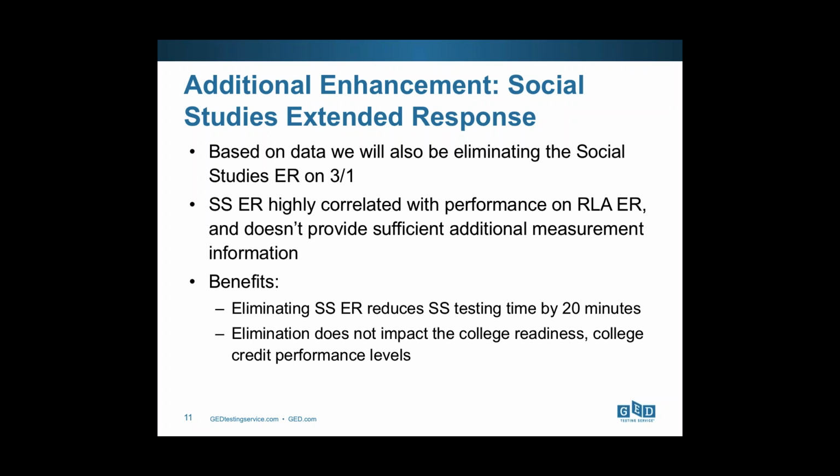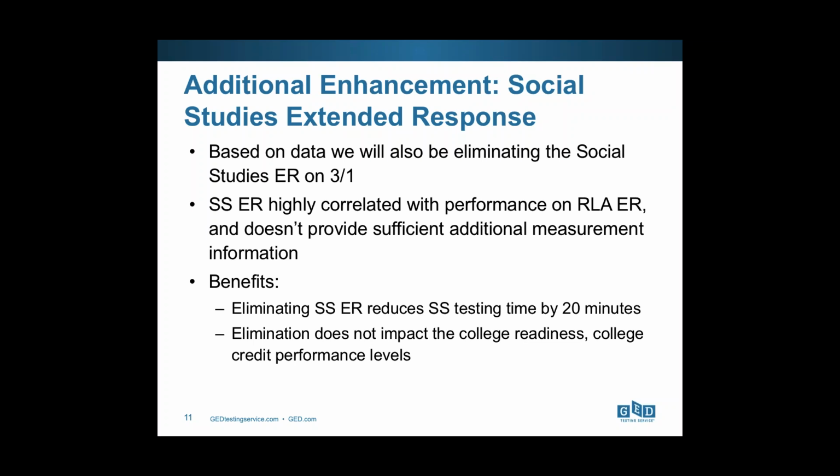The reason that we're removing the social studies extended response is related to looking at the data, being able to examine performance and what the data is telling us about the performance of test takers. In a simplistic answer, we found that there isn't sufficient additional measurement information coming from social studies ER. The same data is being collected or demonstrated in the RLA extended response. So really, it was a duplication. It was more time on a test that someone needed to spend that isn't absolutely necessary, because it really is being measured in other ways on the test, and specifically through the RLA extended response.